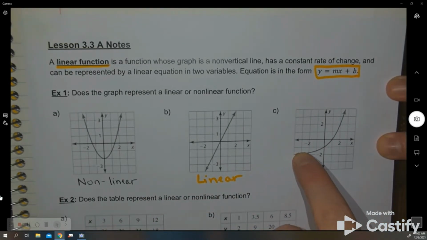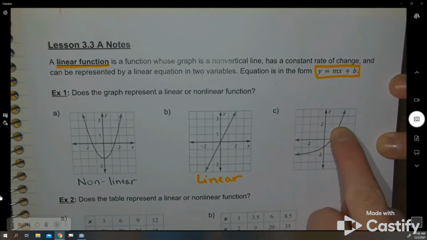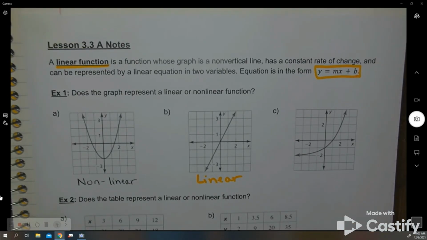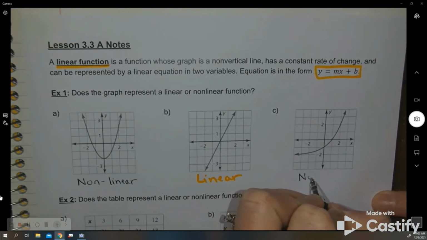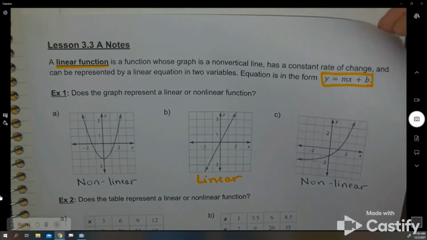For C, as I go left to right, it does look like it's consistently increasing, but not by the same amount. This curve on the side here is a really good indication that it's not linear because it's not forming that straight line. The constant rate of change is what makes it form that straight line. So this one is also non-linear. That's how we can find it from a graph.